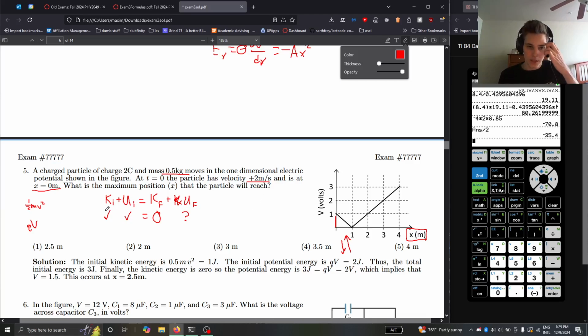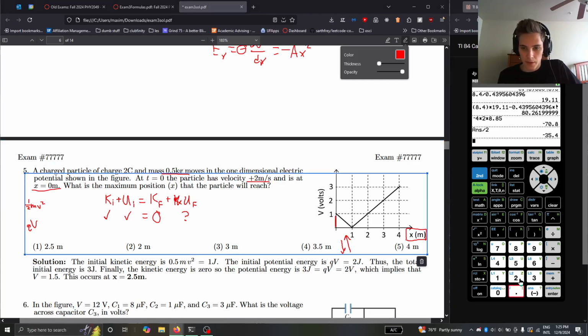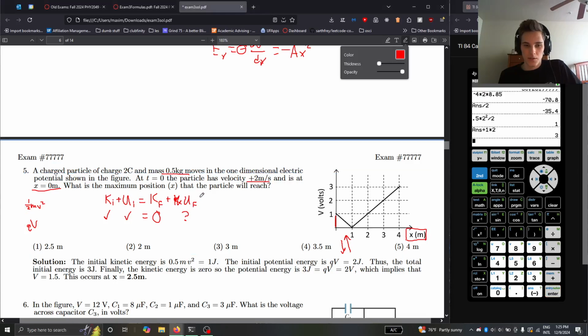So let's plug that in. Let's find the left-hand side first. So kinetic energy, we have mass 0.5 times velocity, so 2 squared, divided by 2. It's 1. And the potential energy is also just 1 times the charge, so 2, 3. And we know this is 0, so we know this final thing has to be 3 as well.